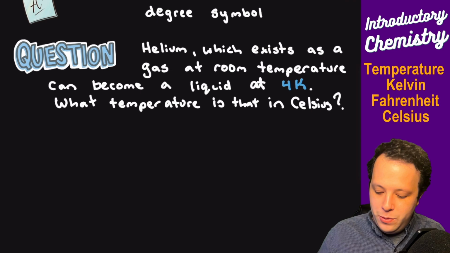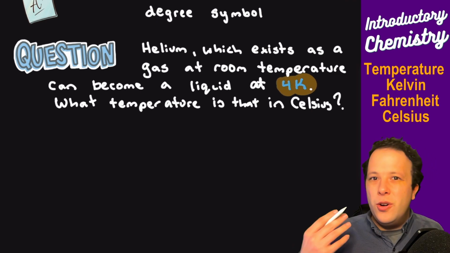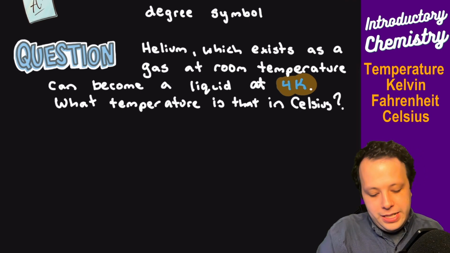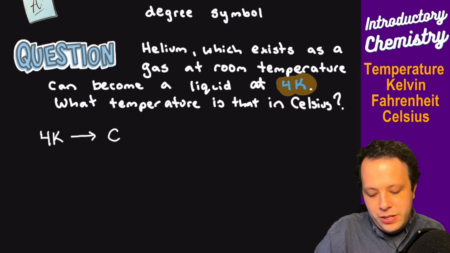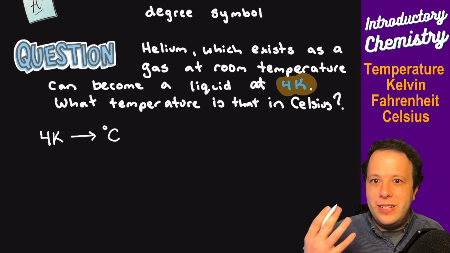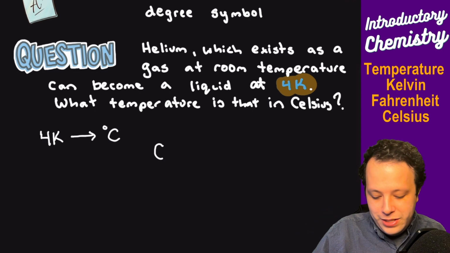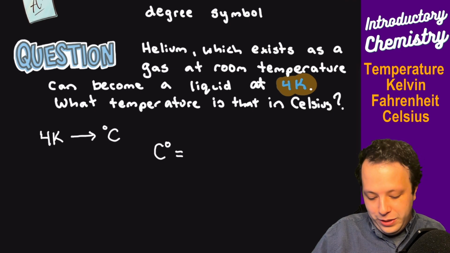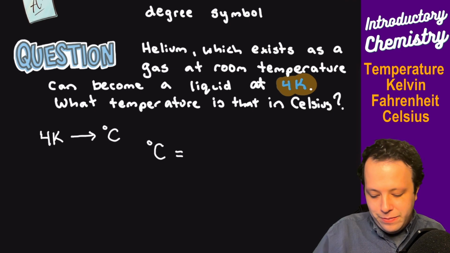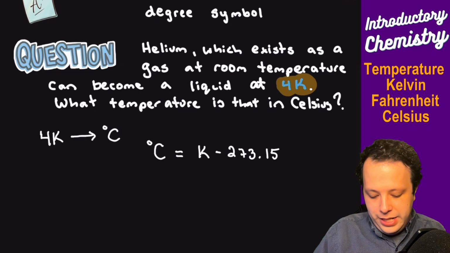So what were we given in this problem? The first thing we're going to do is highlight and underline or write down all of the givens in the problem. So we have 4 Kelvin, which is given, and we want to convert that to Celsius. So what can we do to do that? We are going to use Kelvin minus 273.15, which is equal to Celsius. We're going to use our formula from earlier. So let's write that down. Kelvin minus 273.15.